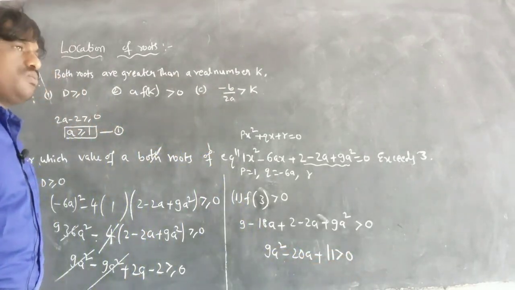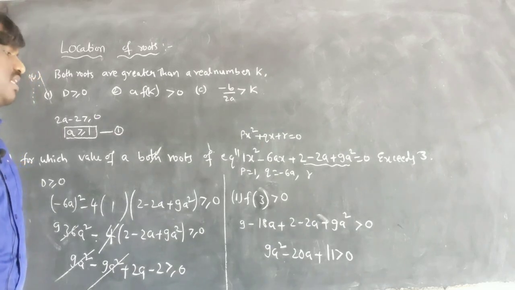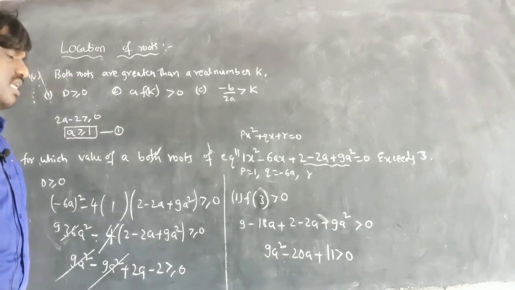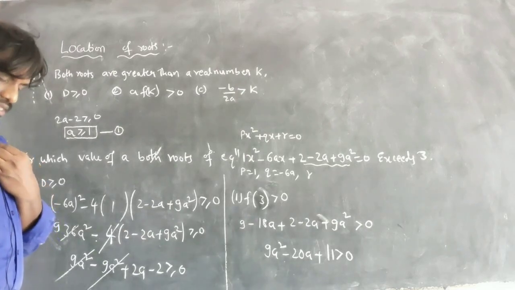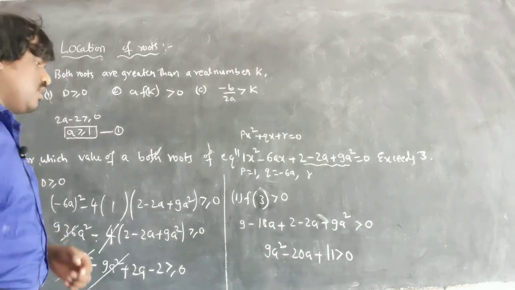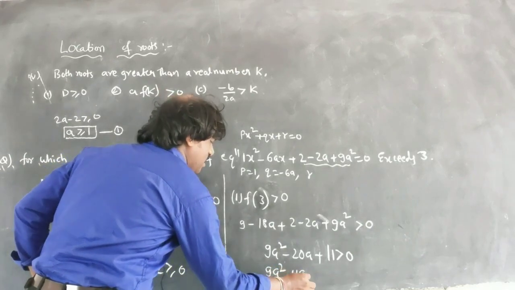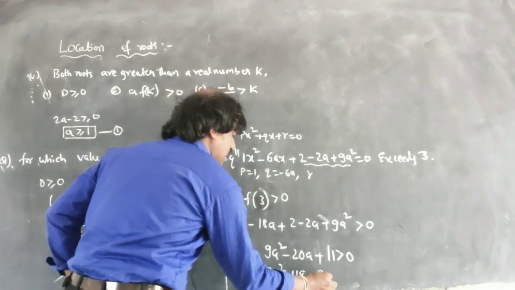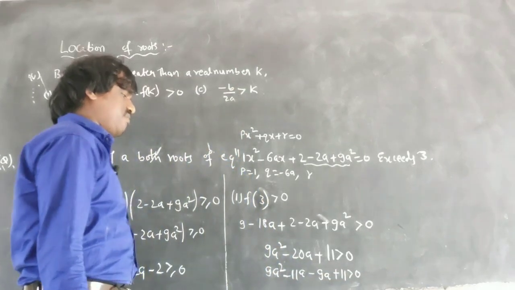Now you have to split this one, and you have to find 11 9s are 99. So 99 we will get in which table? Just look at that. You can see from that, 11 9s are 99, that's it. So what I can write is 9a square minus 11a minus 9a plus 11 is greater than or equal to 0.